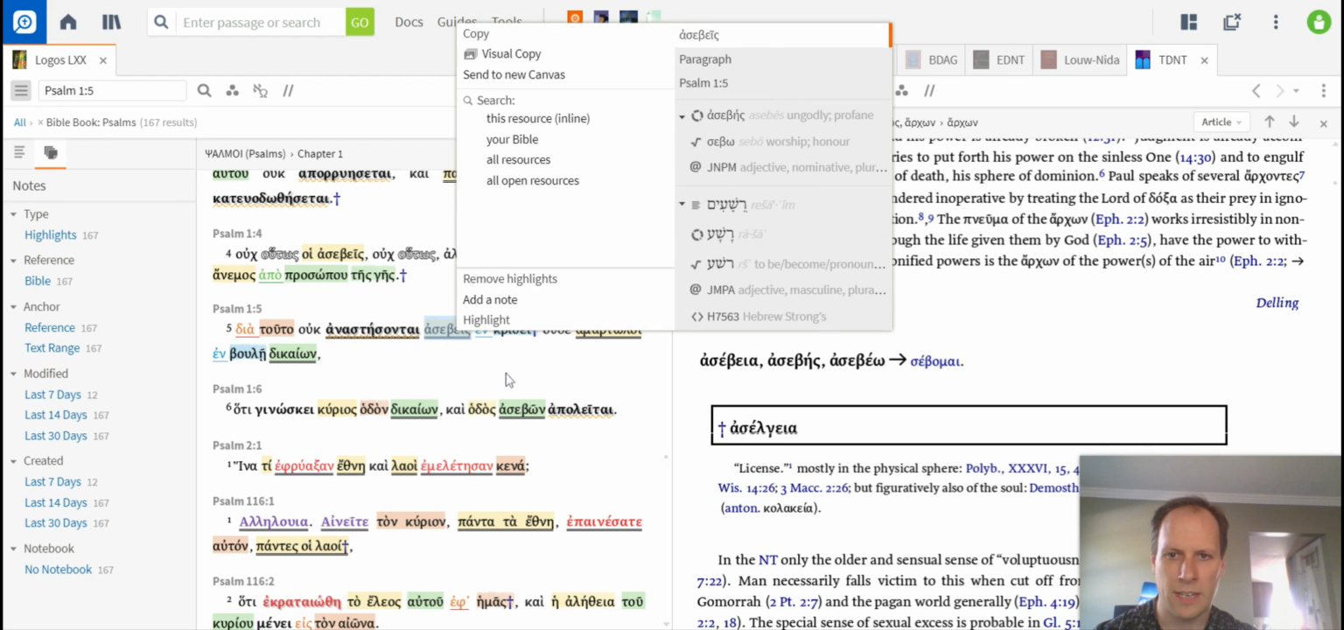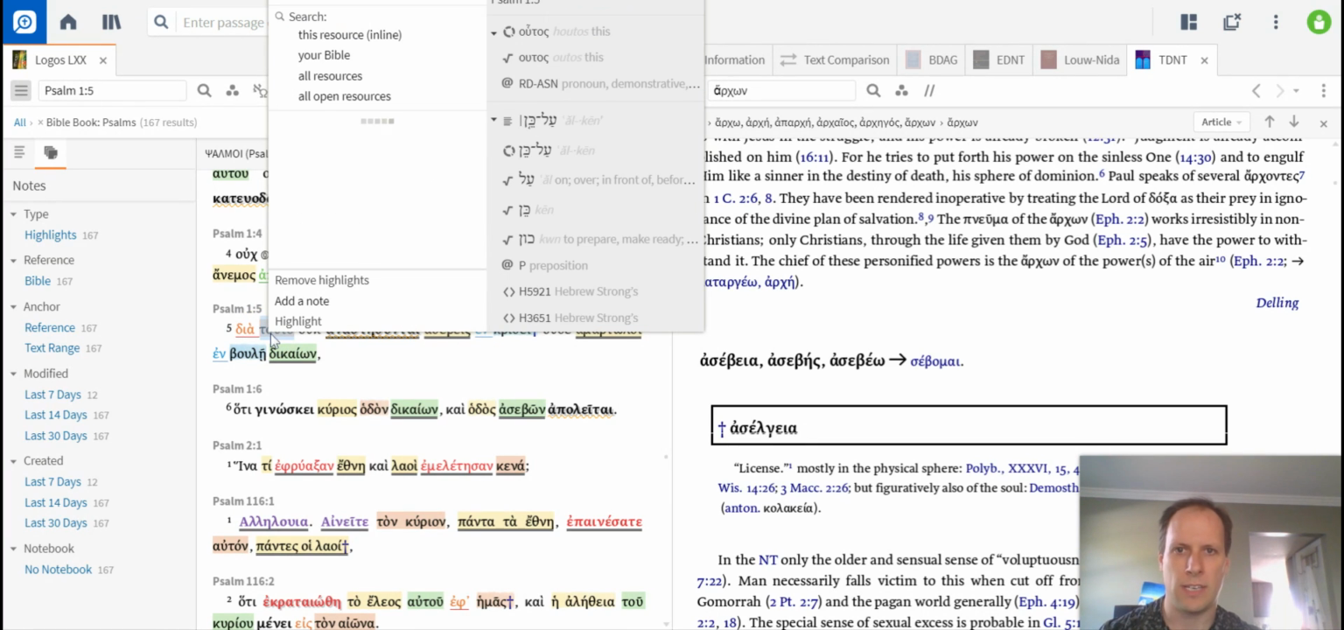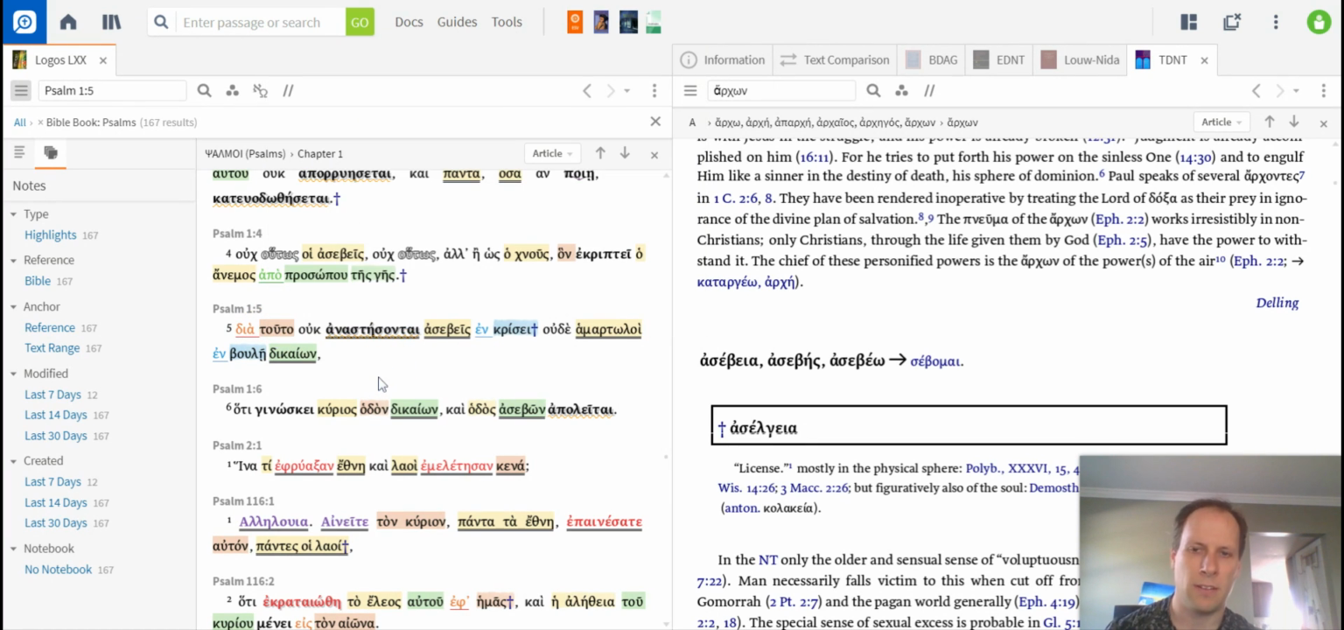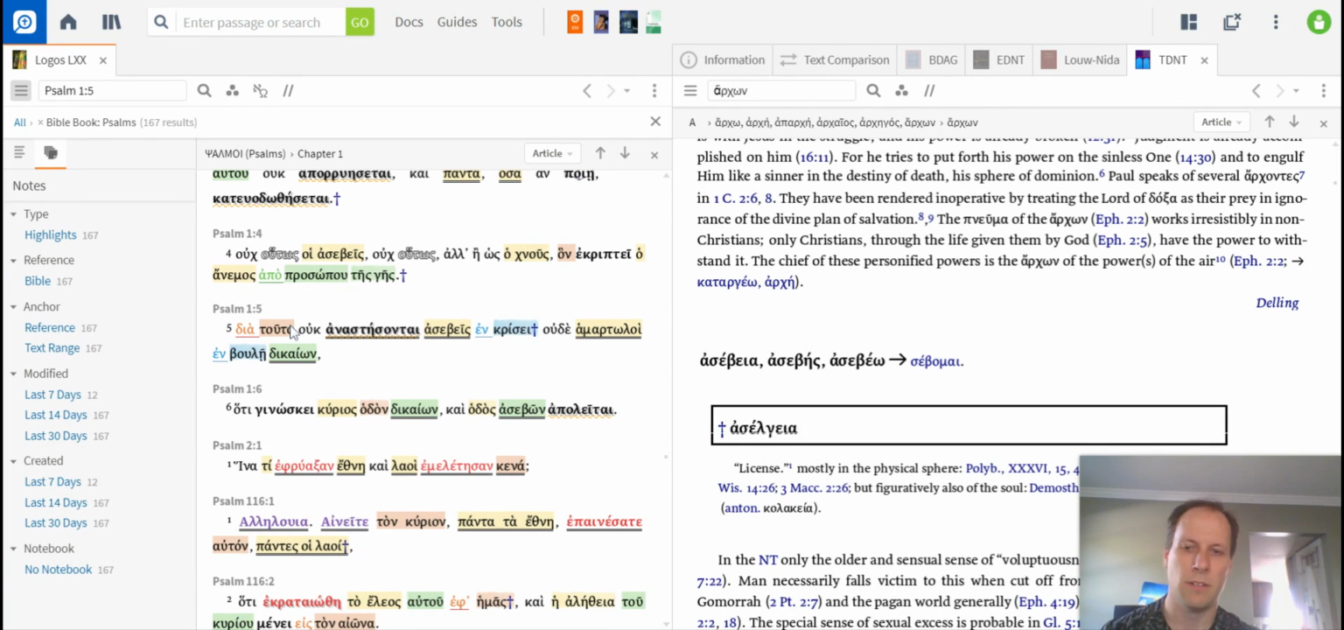So the ungodly will not stand. And then we have two prepositional phrases, dia touto and en krisei. Let's go ahead and do dia touto. One of the interesting things about prepositions is that it depends on the case of the noun they're connected to. In this case, the noun is tauta, which is a demonstrative pronoun. So this, these, that, those. This one is these, a plural for this.